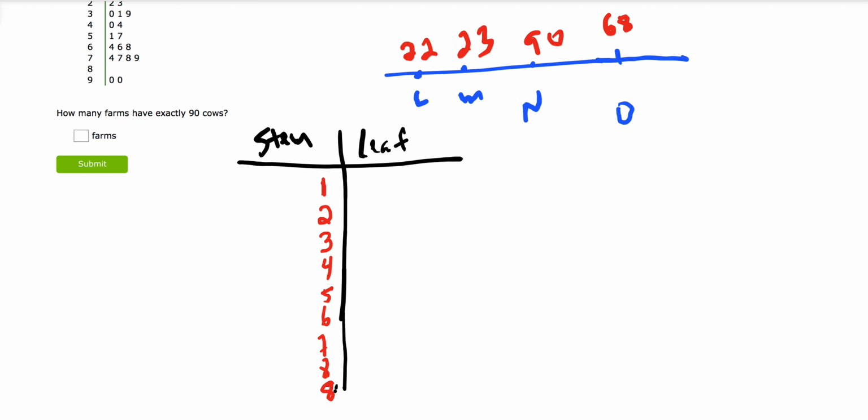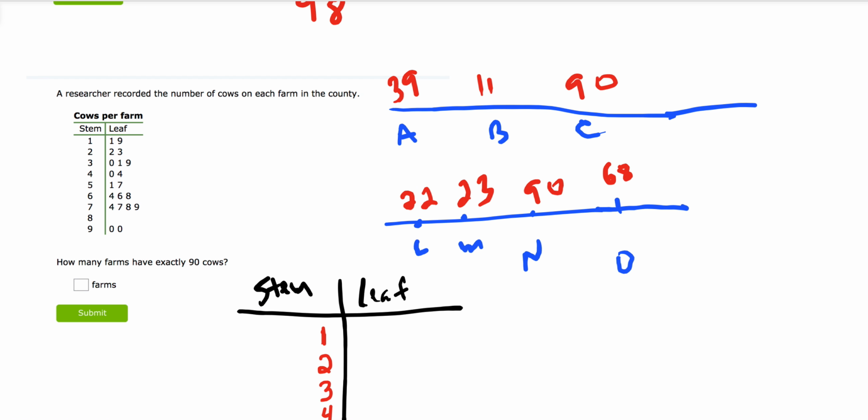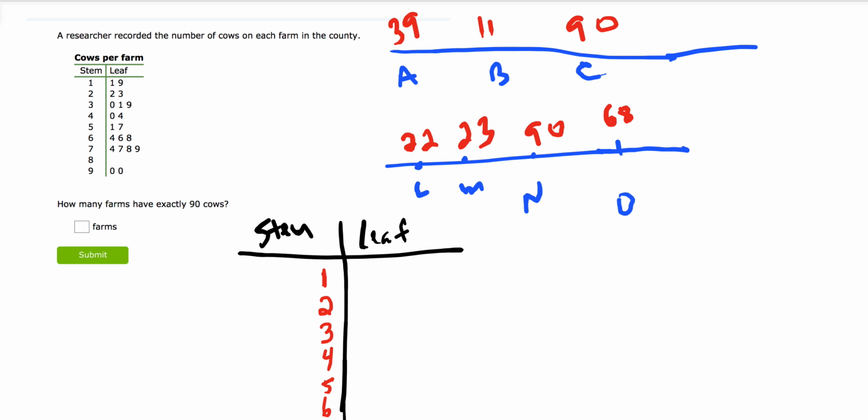What was the first one in town A? How many cows? Well, here's town A, or farm A.